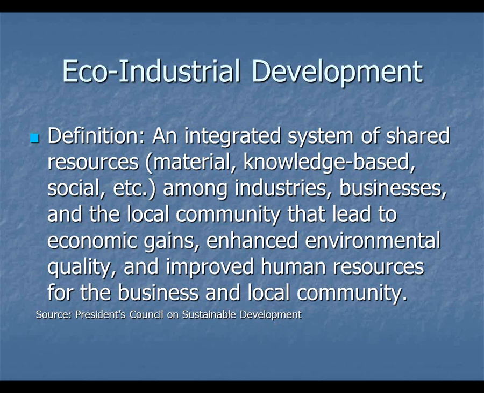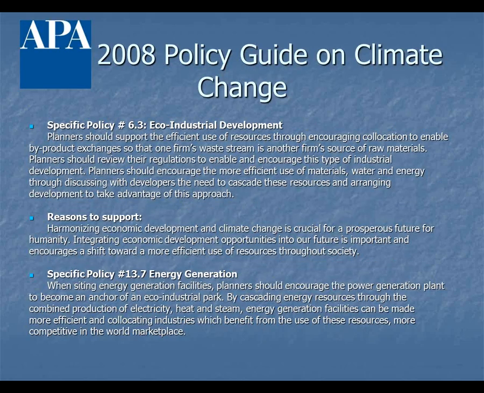APA has specific policies in place which address eco-industrial development. Those can be found in the 2008 Policy Guide on Climate Change. They talk about efficient use of resources, and they also talk about having new energy generating facilities be set up to anchor eco-industrial parks through the cascading of resources. An example might be a power plant that has excess steam, which is used to heat an aquaculture facility that raises both hydroponic vegetables and aquaculture as well.